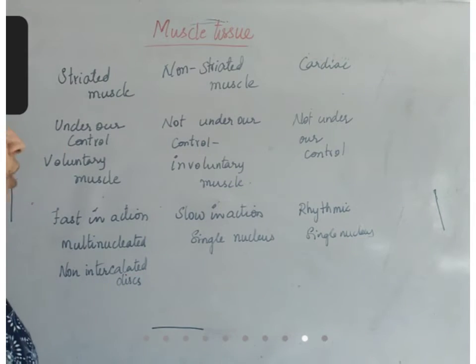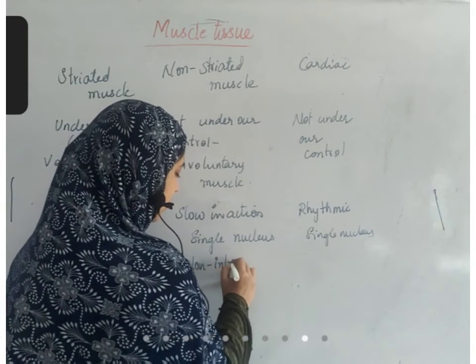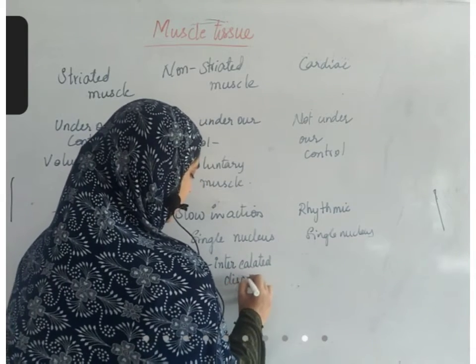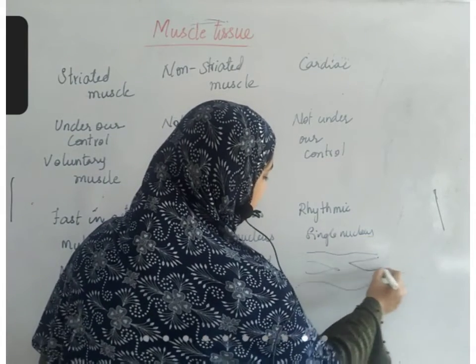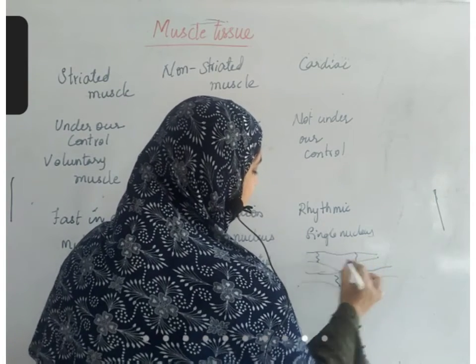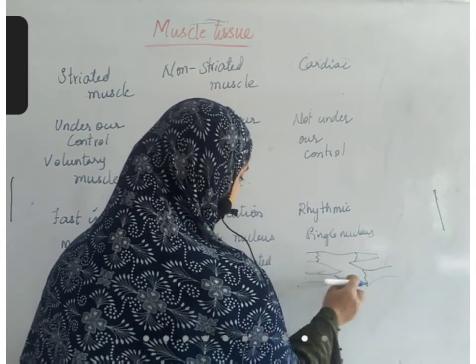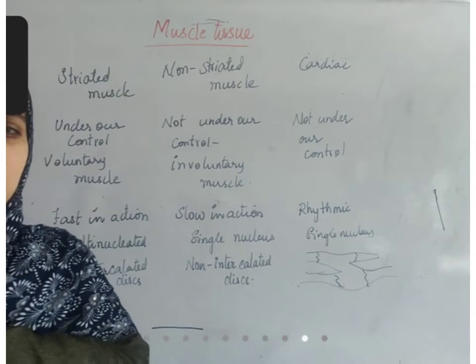In case of non-striated muscle, there is no intercalated disc. But in case of cardiac muscle, when we drew the cardiac muscle, I drew some intercalated discs like this. These are the intercalated discs that are connecting this cell with this cell, this cell with this cell, this cell with this cell. So there are intercalated discs present only in cardiac cells, right? So these are the differences between the three types of muscles.